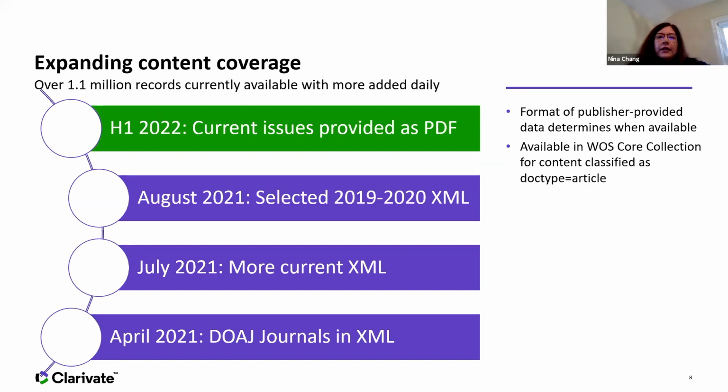Web of Science's Citation Context program has been dramatically expanding since it was first released in April. At that point in time, we had around 100,000 articles from about 700 Directory of Open Access journals whose content we had available as XML. By the end of October, we have over 1.1 million records in Web of Science core collection with the enriched cited references feature.